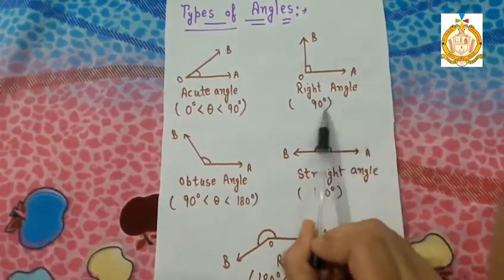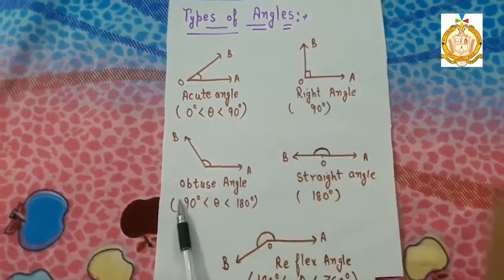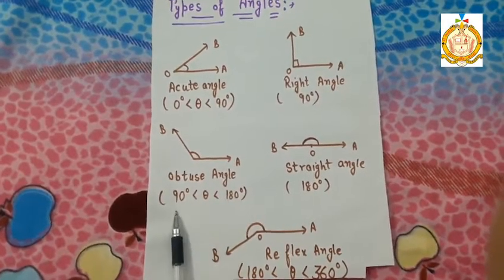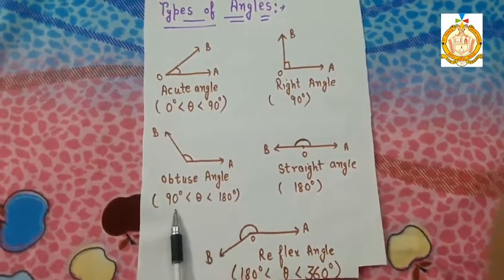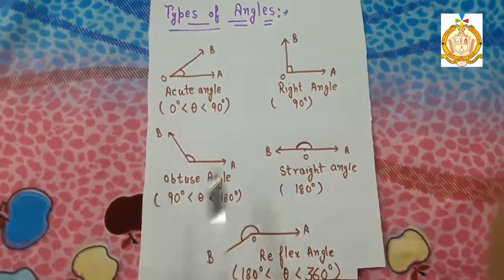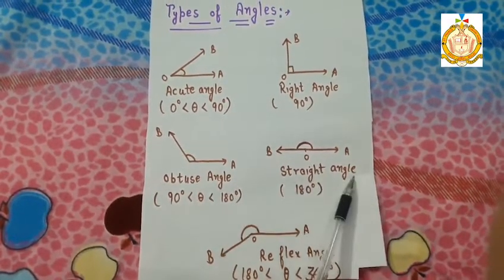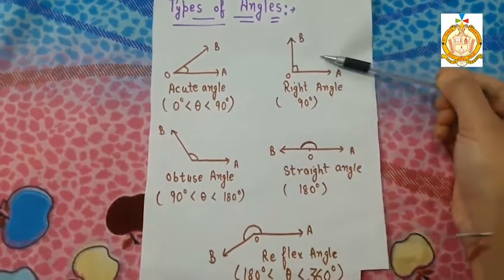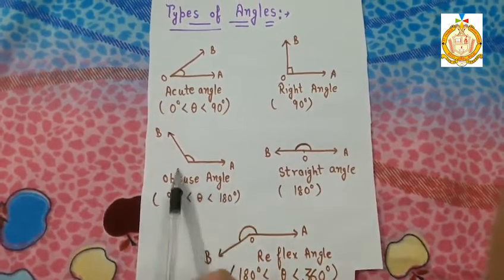Again, a right angle is one whose measure is 90 degree. An obtuse angle is one whose measure is in between 90 degree and 180 degree. Again, it is neither 90 degree nor 180 degree, because a 90 degree angle is a right angle and a 180 degree angle is a straight angle. So the angle whose measure is in between a right angle and a straight angle is an obtuse angle.